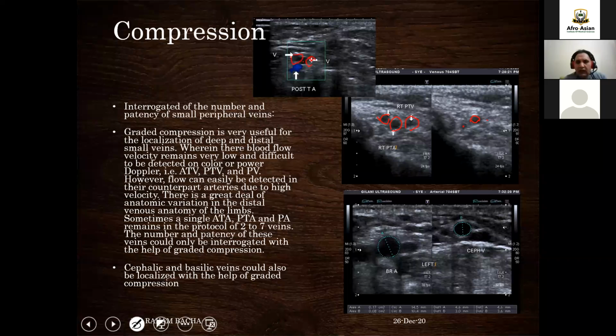We can localize this with the help of compression as well. So here in this image, you can see this is the cephalic vein and this is the brachial artery. So that is important for AV fistula mapping.